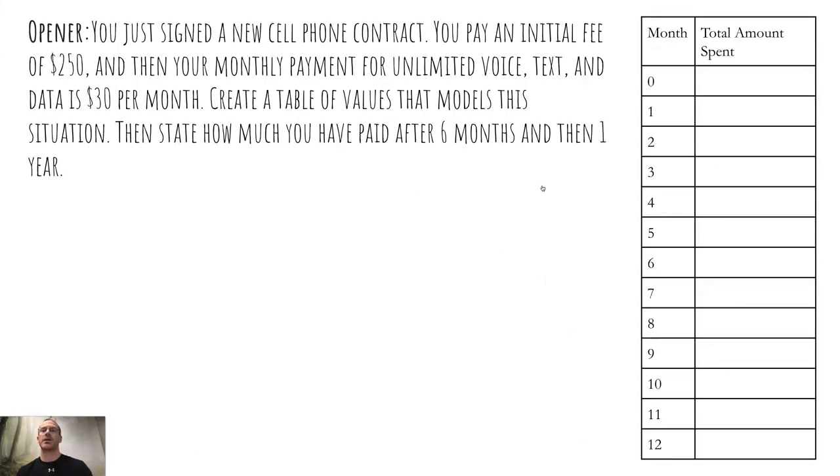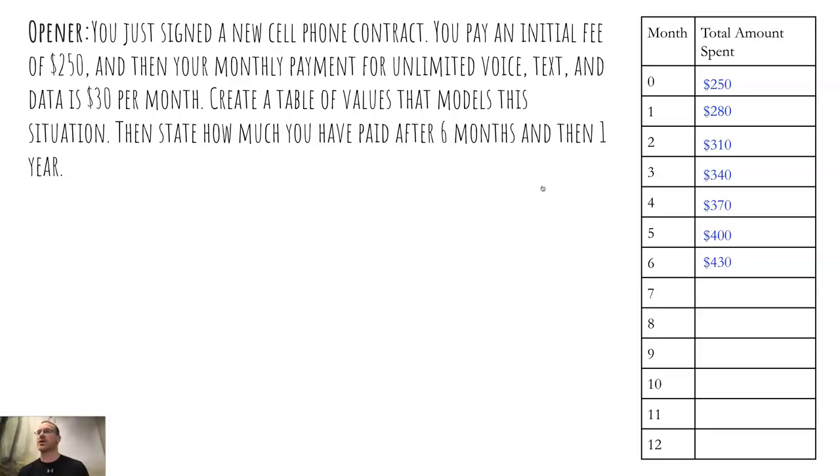All right, so when we look at this, hopefully you started with, okay, so we paid $250. So that was kind of the month zero or the initial fee, and we'll get to that term in just a minute. And then I pay $30 per month. So that would be $280. And then if I add another 30, 310, 340, 370, 400, 430. And then right now, by extending that pattern of adding $30 every month, we can see that after 6 months, we pay $430.